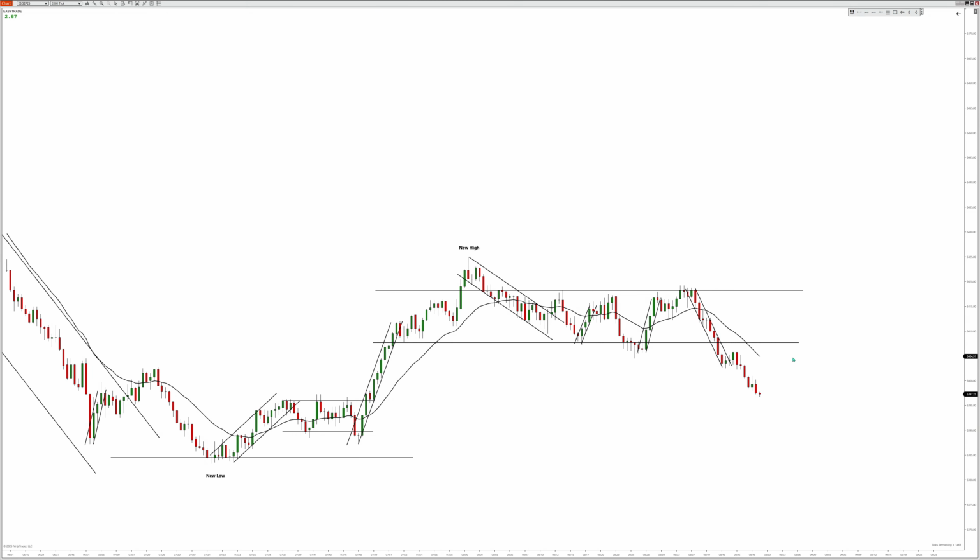This is kind of a waiting area, no trade zone, just sitting on my hands, waiting for market structure to establish itself. I've got to trade the market I get, not the market I want. So we'll see what happens.